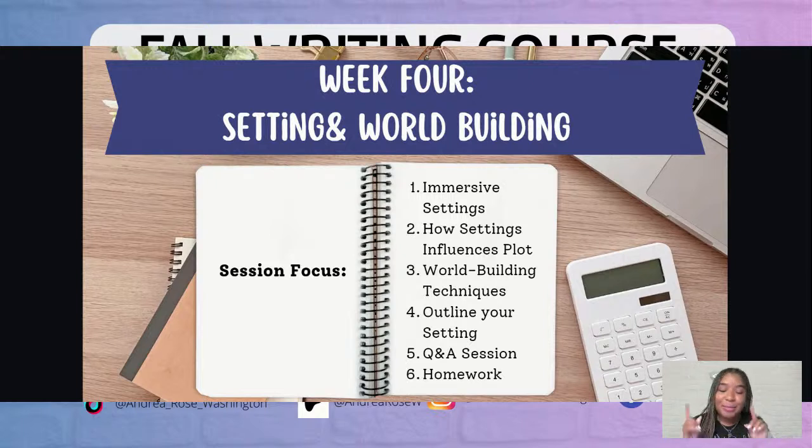While it is my most fun part of writing, you gotta do it correctly. In this section, we'll be talking about immersive settings, how settings influence plot, world building techniques, outlining your settings, and then going into homework and the Q&A. So let's get started.